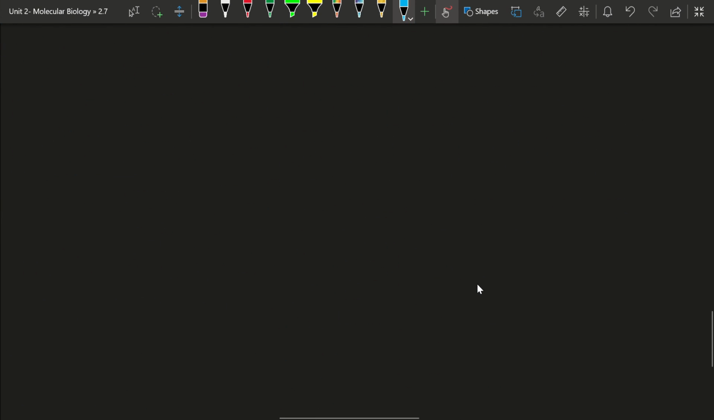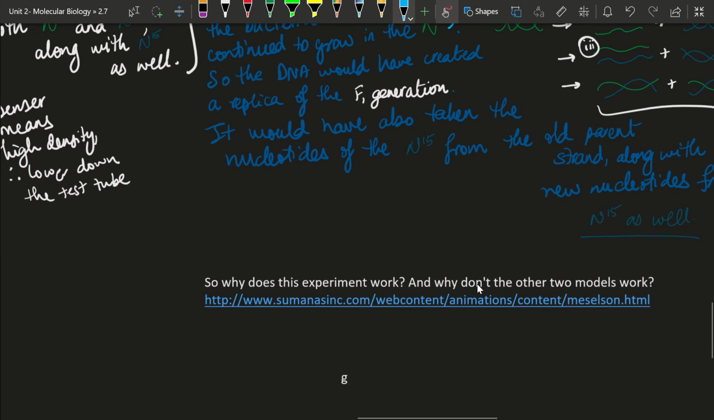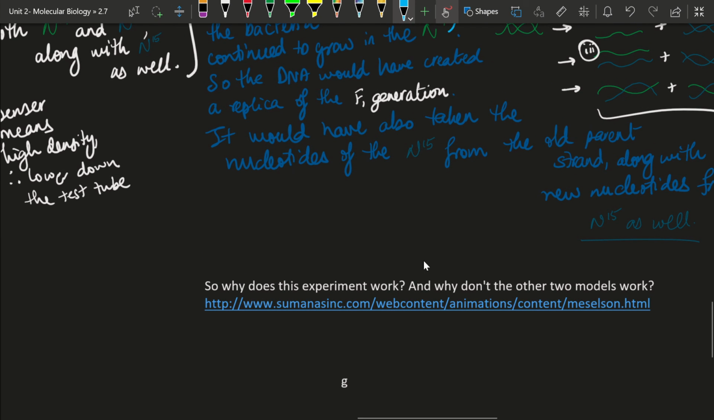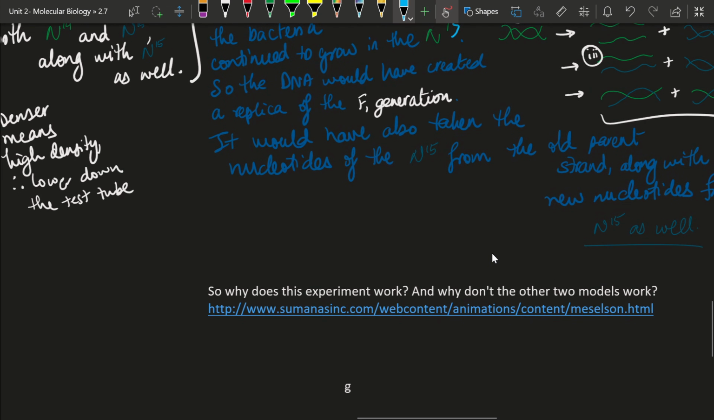In essence, what this tried to prove is, and this is where you'll have to do the research on your own, if you click on the link and you move towards the end of the video, what it'll teach you is why does this work, and why doesn't the dispersive model work, and also why doesn't conservative work as well.